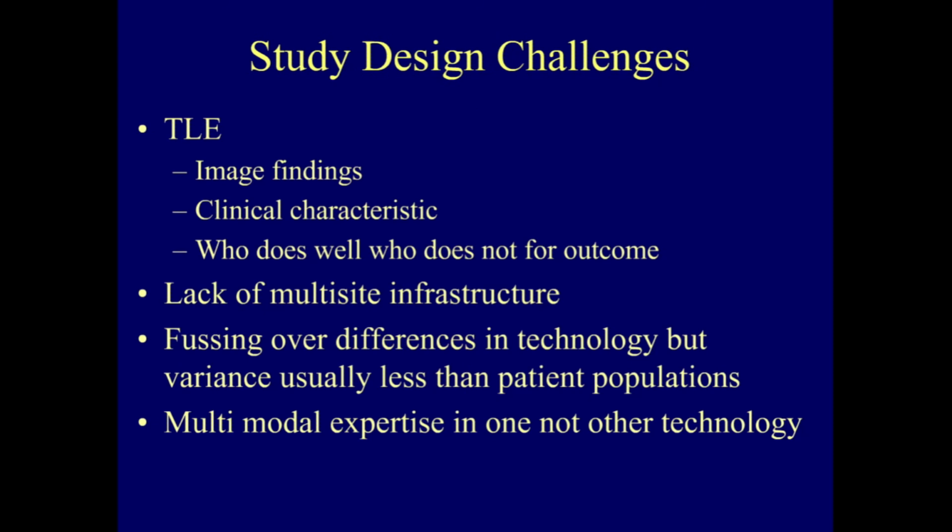In temporal lobe epilepsy, which is a common topic of imaging studies, there are a variety of imaging findings. There are different clinical characteristics, and one needs to look at who does well and who does not do well following outcome. Often there is a lack of multi-site infrastructure. Groups that look at multi-site studies often fuss over differences in technology and scanners, but the variance between the scanners is usually less than the variance between patient populations.